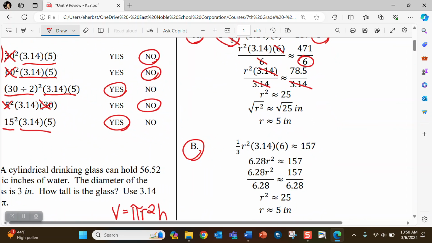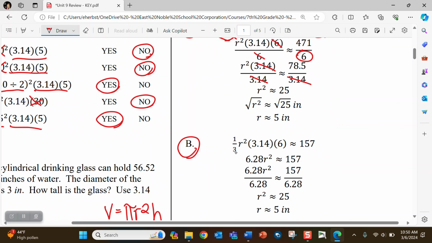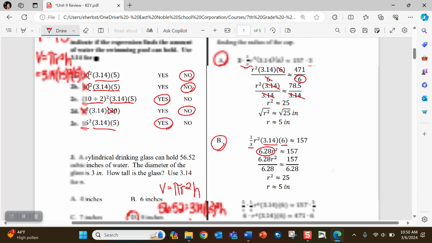In letter B, a little bit more efficient, because what they do first is combine 1/3 times pi times 6, and that's where 6.28 comes from. Then we just have to divide both sides by 6.28. Again, we get that r squared is approximately 25, and square rooting both sides, we get that r equals 5.